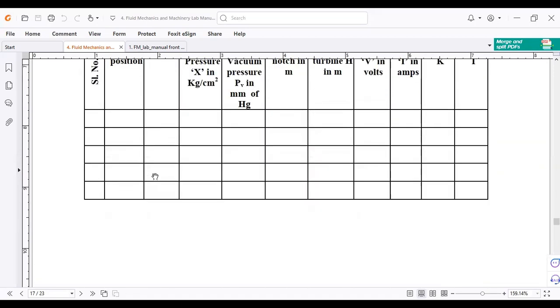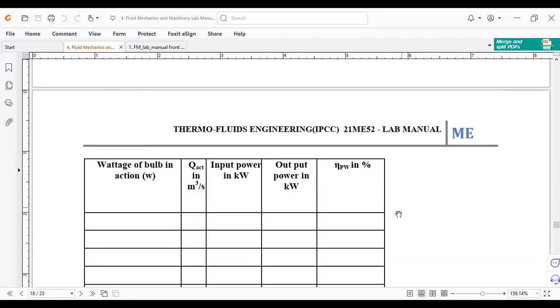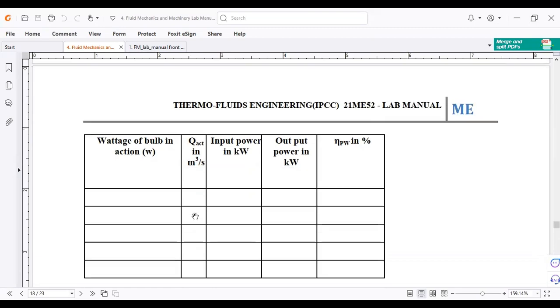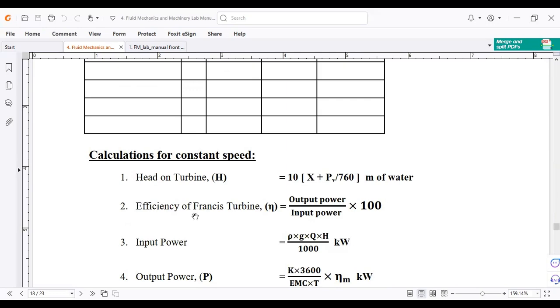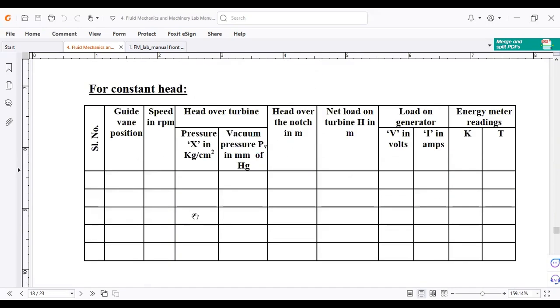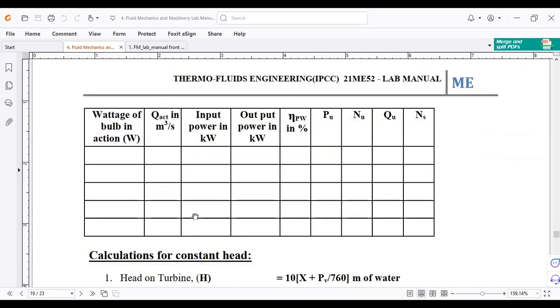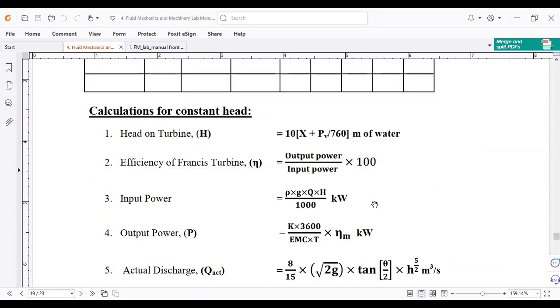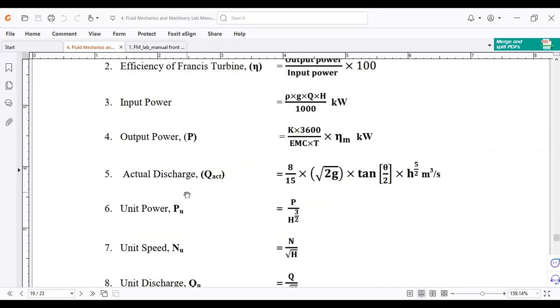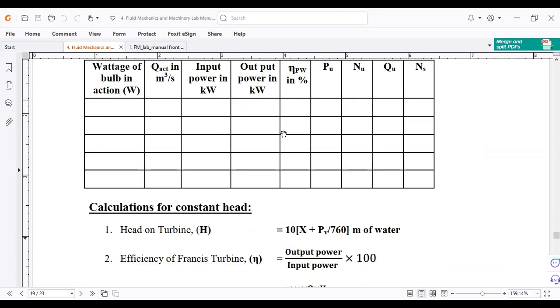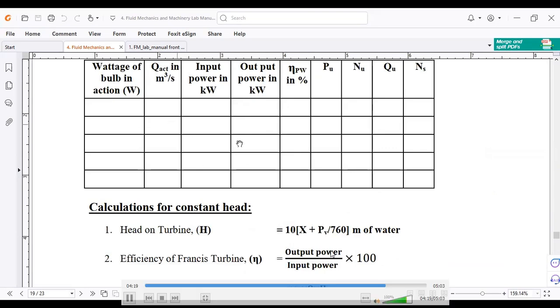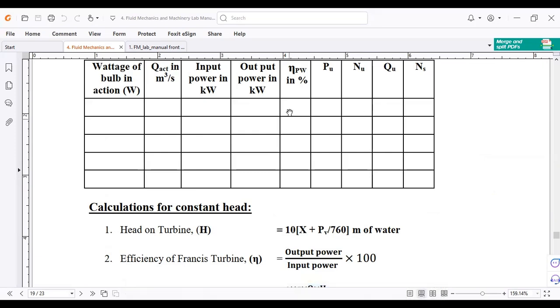And next is the constant head. For constant head, the calculation part is everything the same, but in the constant head you are going to have the unit power, unit speed, unit head, and specific speed of the turbine. These are the things we are going to add, and the equations are the same as what you used in the Pelton wheel. Up to here, the equations used for constant head are the same as those used for constant speed.